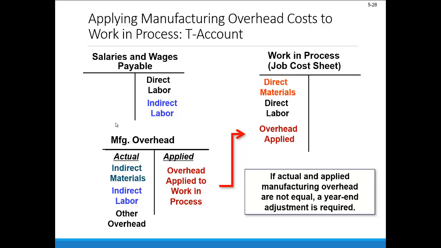Now, overhead is a control account and should have a zero balance at the end of the period. So if it does not zero out at the end of the period, we're going to need a year-end adjustment to take care of that. And that's the under or over applied overhead we spoke of briefly in Chapter 2.